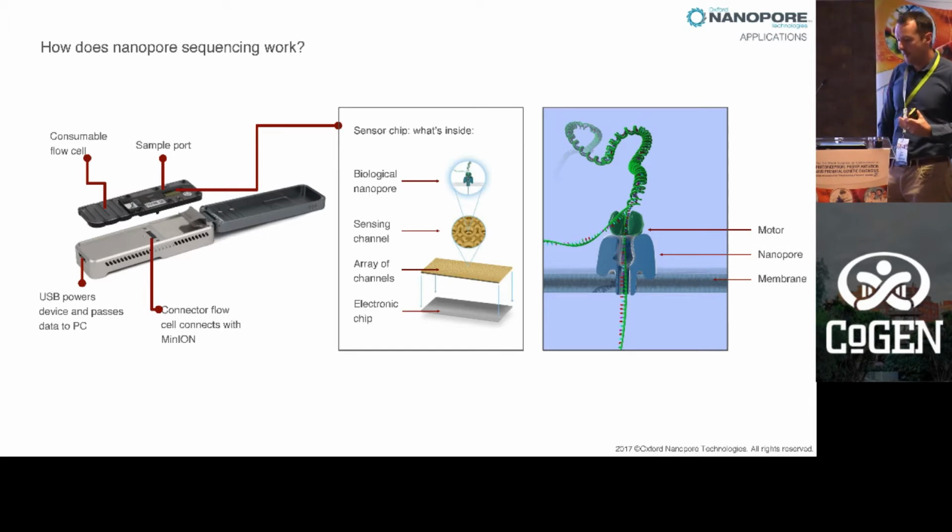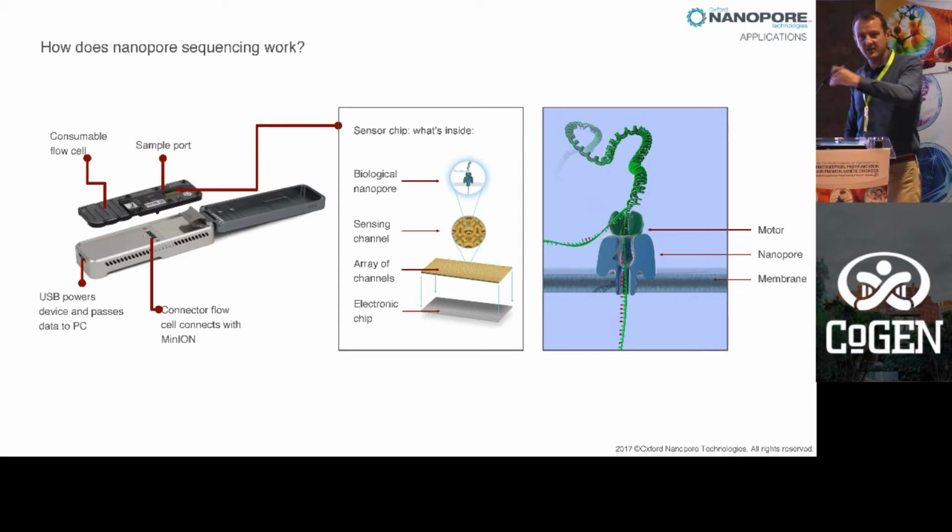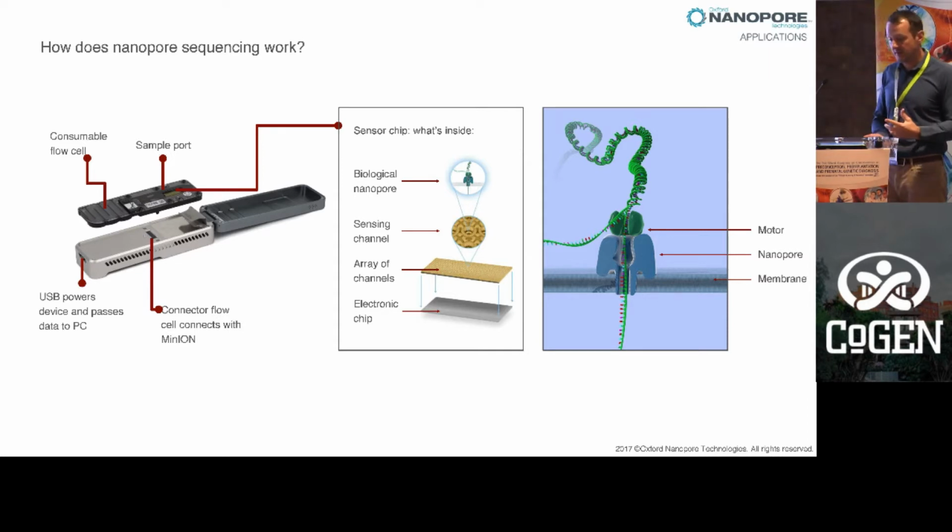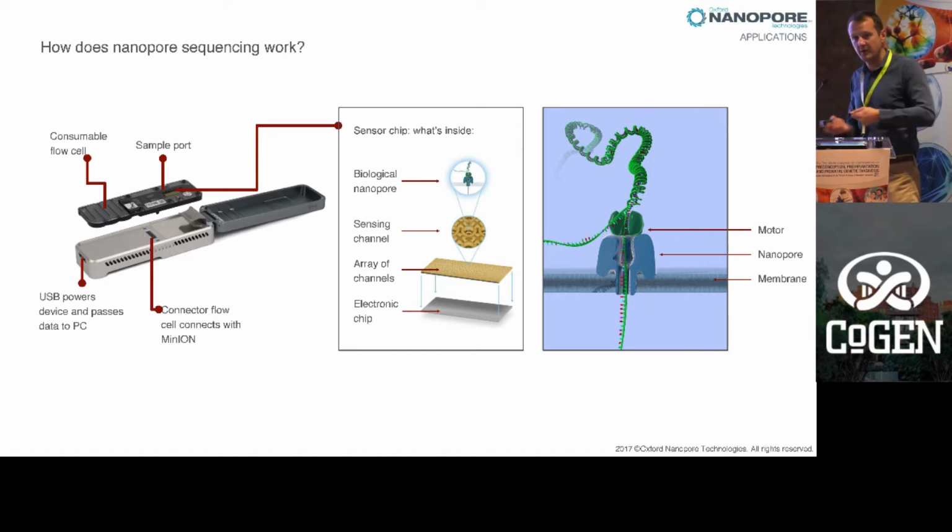If we would just put DNA into the top of the pore and let it go through on its own, it will go through at a rate of something like a million bases every second. And our electronics aren't fast enough to measure that. So what we have to do is slow it down. So we use a protein that is capable of grabbing onto the DNA strand and effectively lowering it through the pore one base at a time.